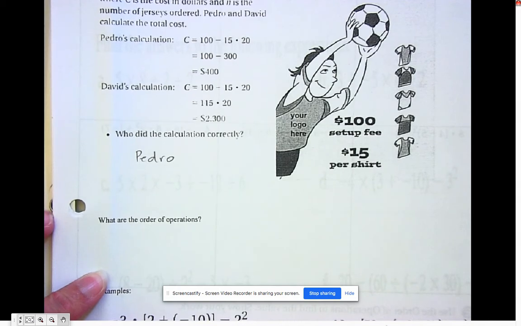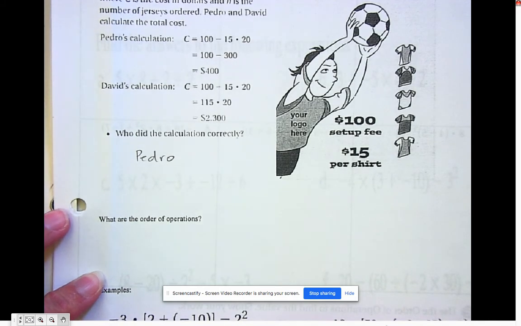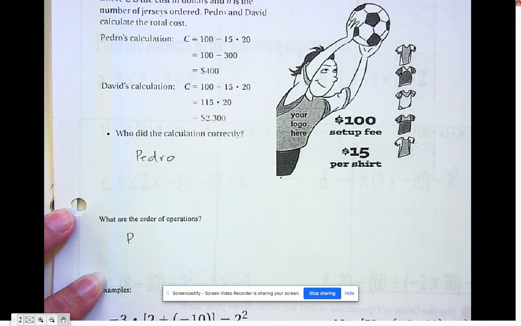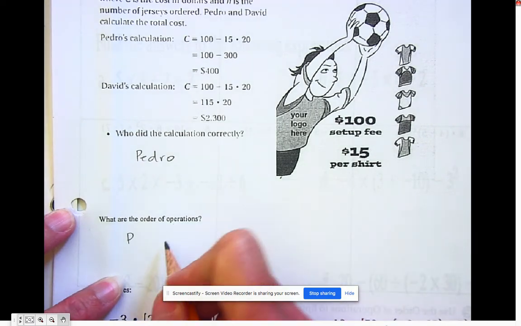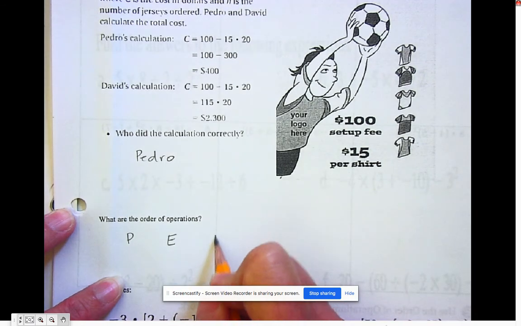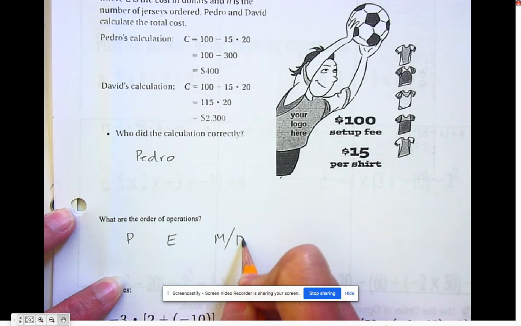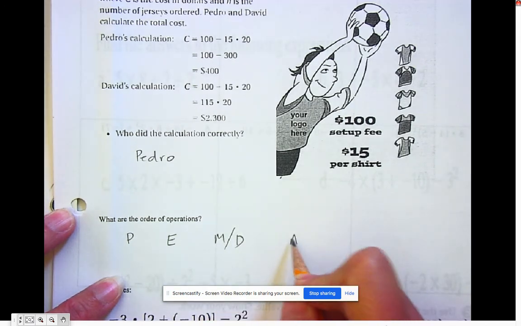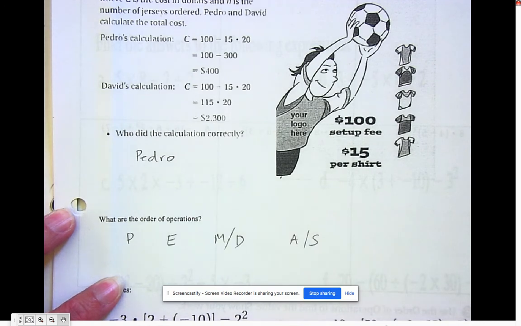Let's again make sure we know what the order of operations are. If there's any kind of parentheses, we do those first. So we should say P. Then exponents come next. So any kind of exponents. Then multiplication or division, whichever one comes first as we work left to right. Then addition or subtraction, whichever one comes first.